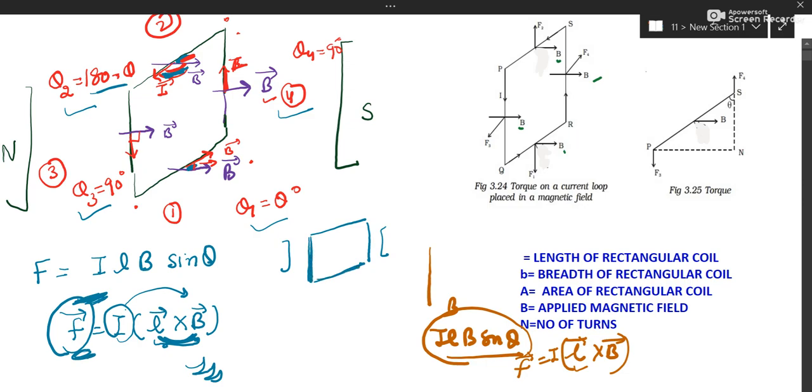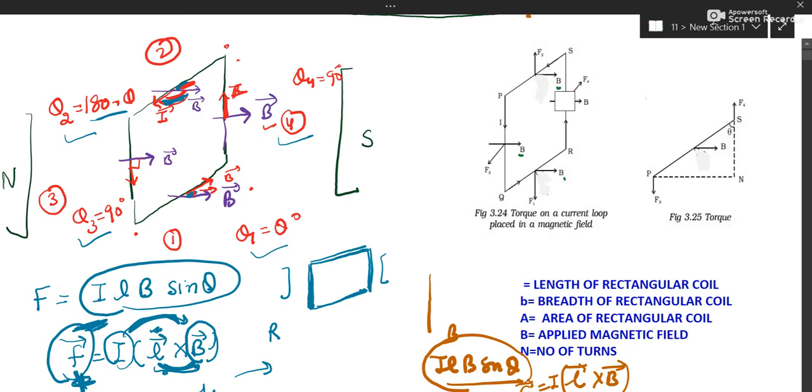Again, try to listen. Each arm of the rectangular coil will experience a force because each arm is a current carrying conductor according to this formula. Direction will be given by either right hand thumb rule. If you are moving the curls from I to B, means from the length. Current will flow along the length only, so that is okay. Then thumb will give you the direction of force, or you can use Fleming's left hand rule, right? So we have used and we found the direction of forces like this. So this is force 3. For the time being, you all can learn it. With practice, you will understand how these arrows have come. Or simply you can make a metallic frame and try it.